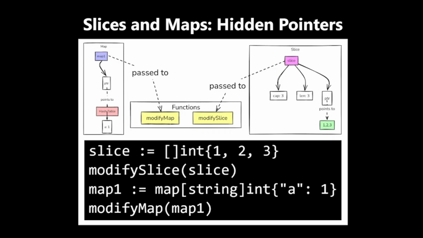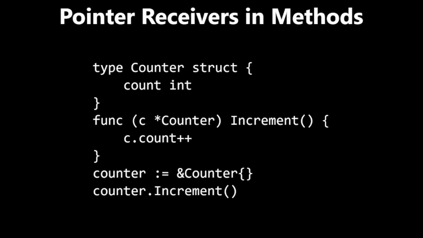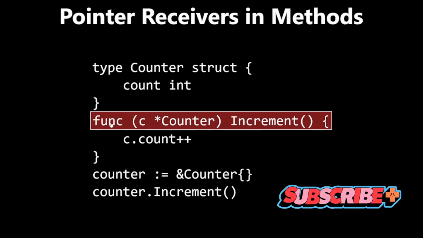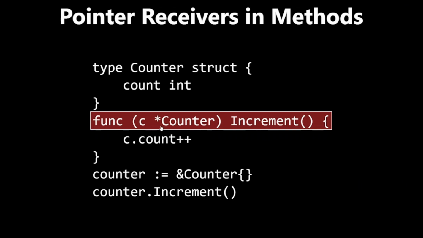Pointer receivers in methods. In Go, you can define methods on types. When you define a method, you can choose whether the receiver, the type the method is defined on, is a value or a pointer. Using a pointer receiver allows the method to modify the receiver. It's also more efficient for large structs, as it avoids copying the entire struct when the method is called. In our example, increment is defined with a pointer receiver. This allows it to modify the count field of the counter.